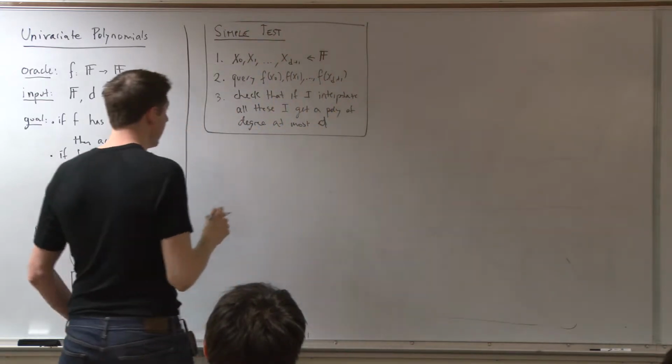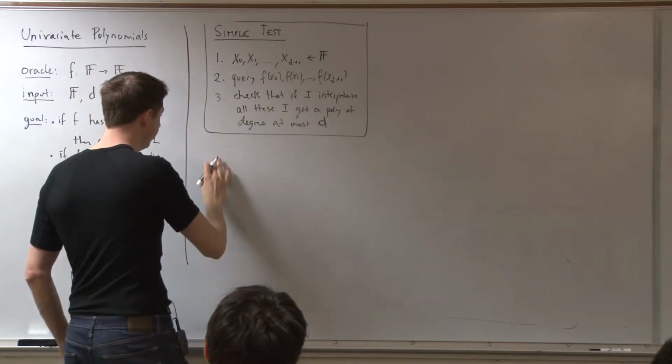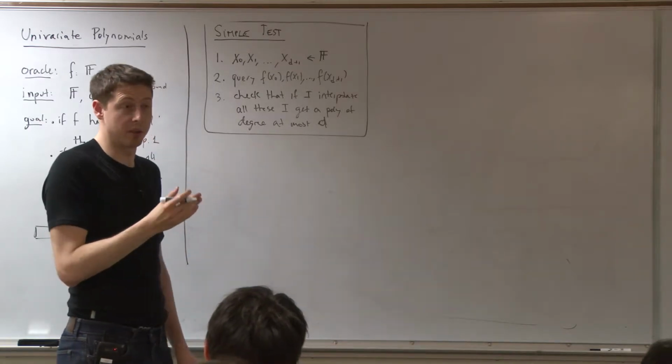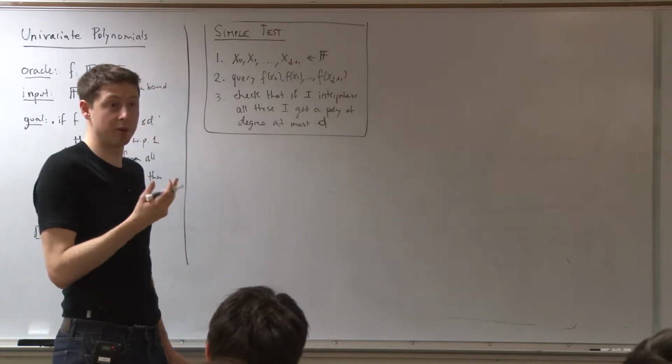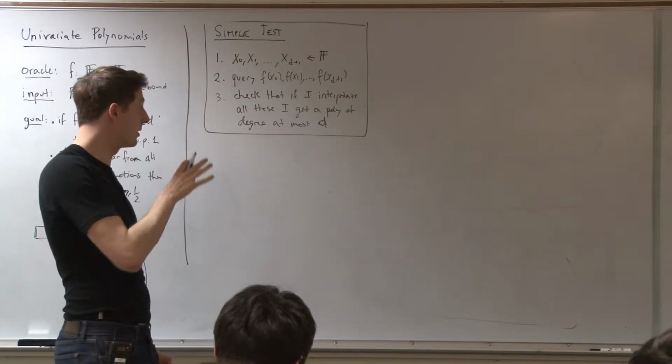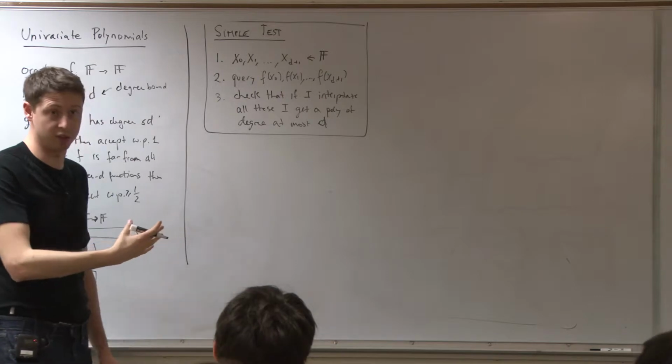Why is this a slightly non-trivial test? Because, first, it depends how large d is, right? So you can think of d as 7, and that's maybe not so bad because maybe the size of the field is very large. Okay? So this is better than reading the entire function.